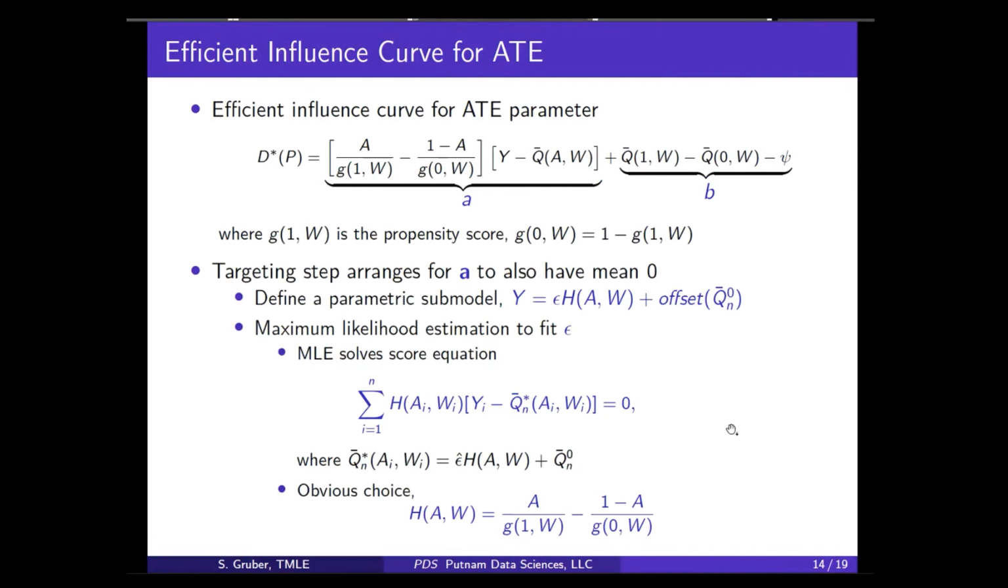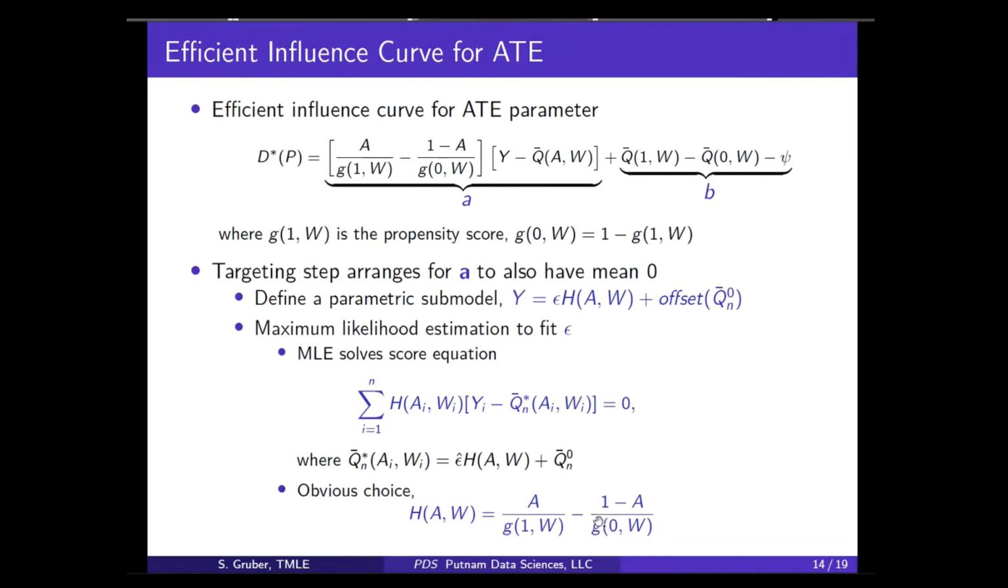So that's the trick. That's the secret. That's what's going on. The targeting step is regressing the residuals onto this covariate in order to make sure that this thing has empirical mean 0 at the updated outcome model. Then we're also going to make sure that we use the updated outcome model to evaluate this part, so it'll have mean 0. So the whole thing is going to have mean 0.